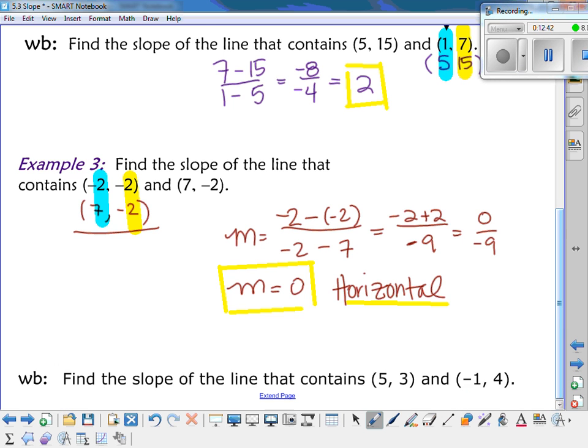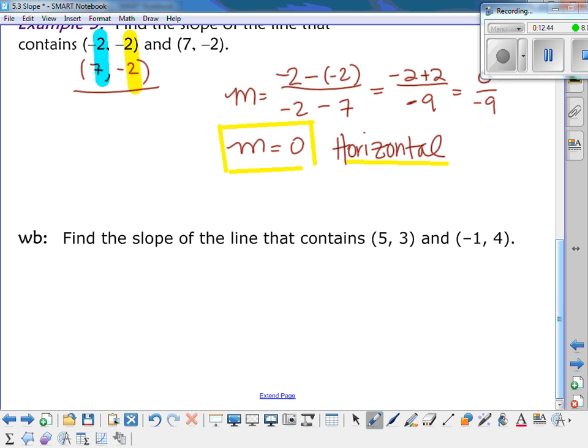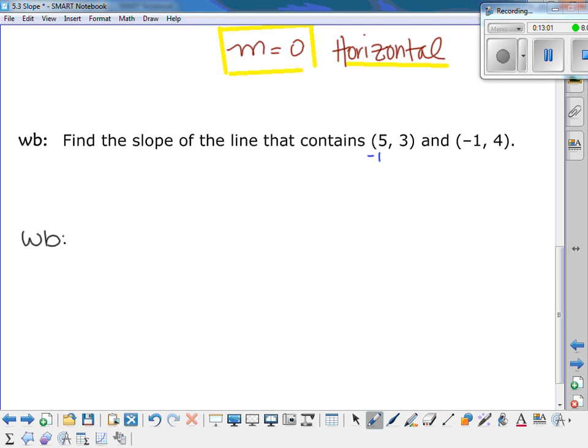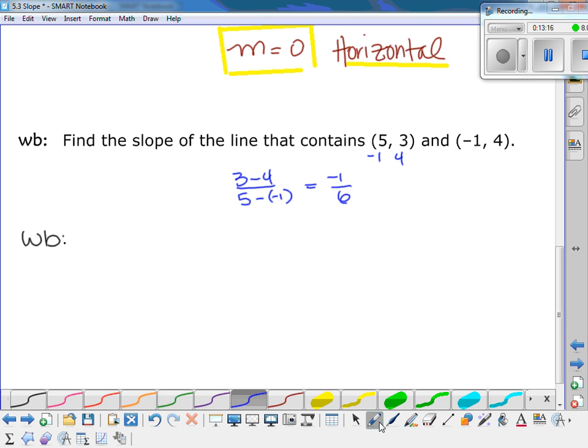Okay, so here's one for your whiteboards. Find the slope of the line that contains the points 5, 3 and -1, 4. Okay, so I'm going to have 3 minus 4 on top and 5 minus a -1 on the bottom. So that's -1 over positive 6.